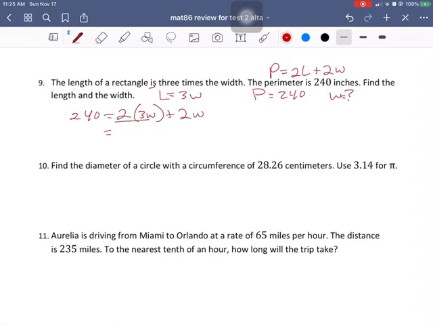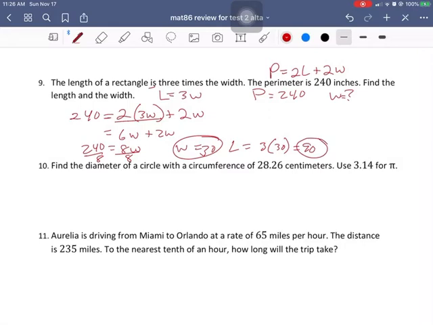And then 2 times the length would be 3W, plus 2 widths, and we don't know the width. Order of operations says multiply here and add like terms, and isolate your width. 240 divided by 8 is 30. So the width is 30, and the length is 3 times 30, which is 90. I think it wants both of those.